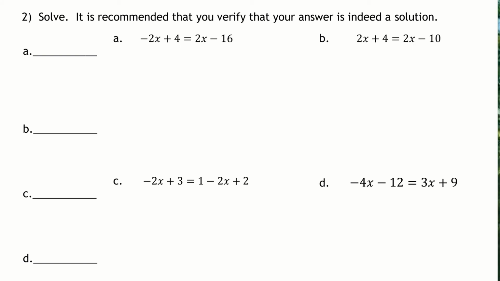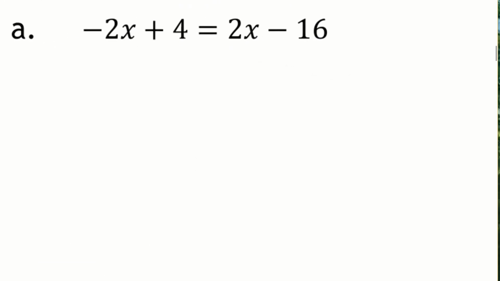Solve. It is recommended that you verify your answer is indeed a solution before you move on. So let's take a look at A. A tricky thing is to see that there's a negative 2x on the left-hand side and a 2x on the right-hand side, and think somehow those just go away. That's not the case. These are not the same thing on opposite sides. These are opposite things on opposite sides.